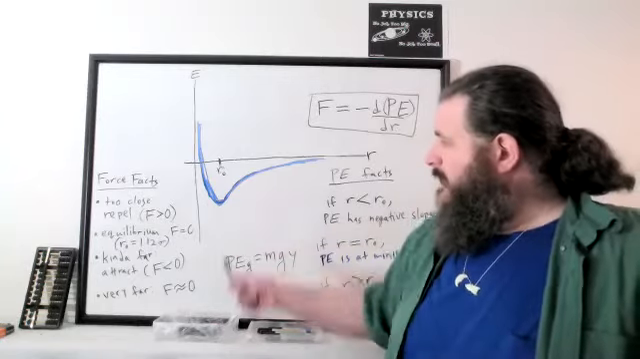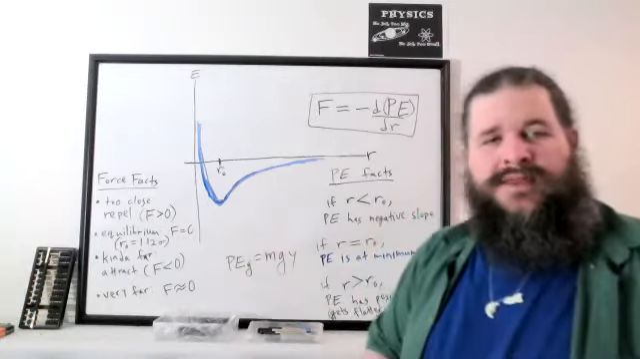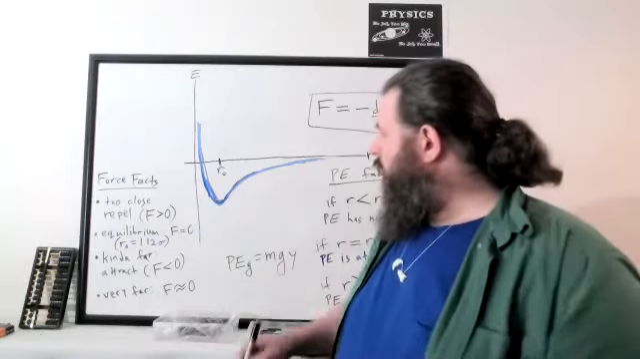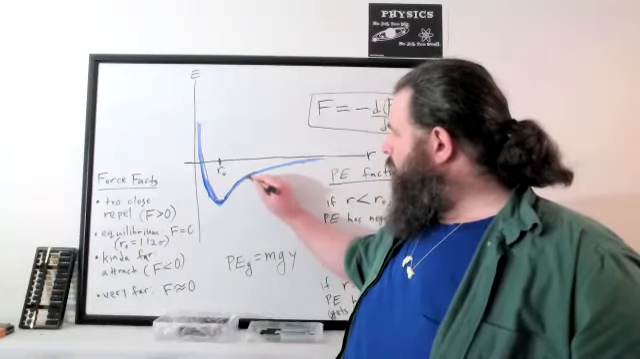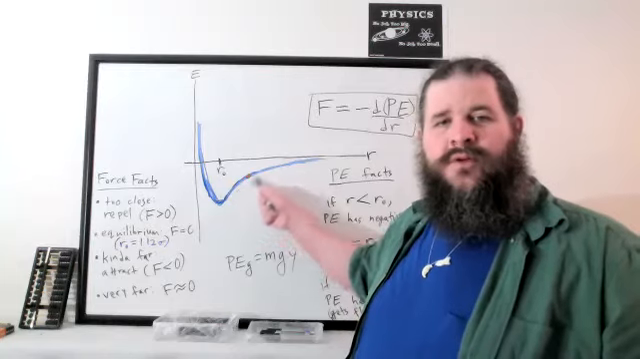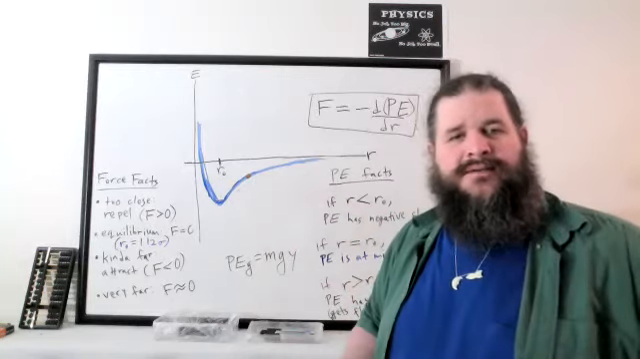And everywhere else, we can give some ideas about the force based on the slope. For instance, if we actually drew in some of the force arrows, out here, for example, what do you notice about the slope at this location? The slope of the potential energy graph is what?